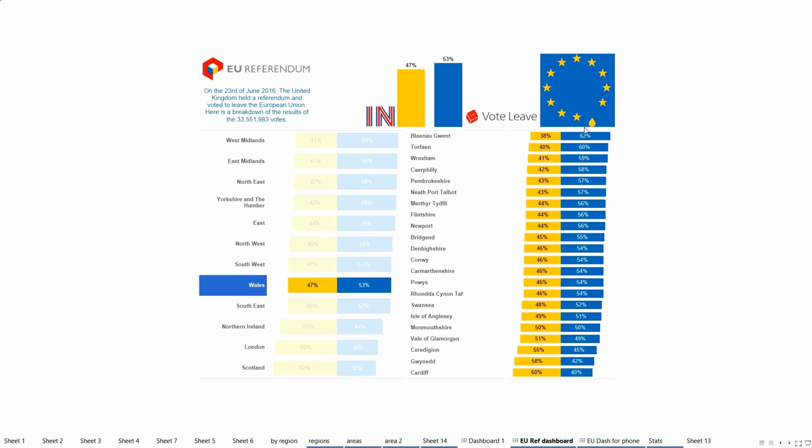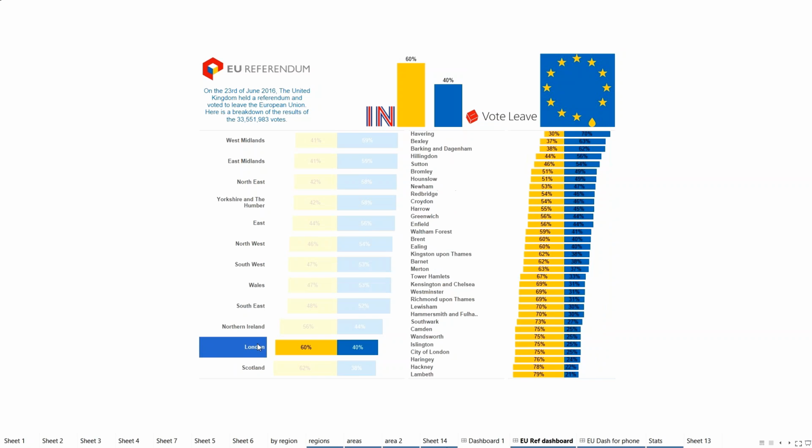The little UK leaving, the little EU family. Wales was 53-47. So in Wales, almost every area voted out except for four. London was actually quite interesting to look at because there were some areas where it was quite different. How many are there? One, two, three, four, five. Five that voted out.